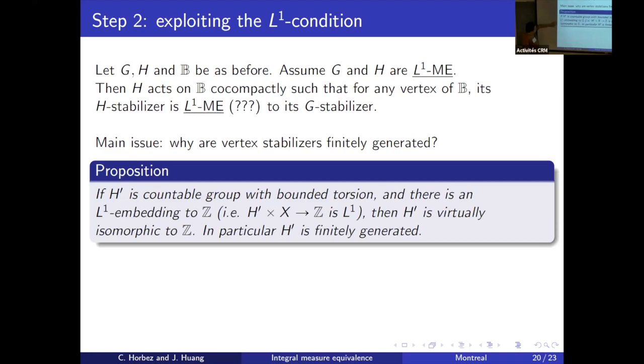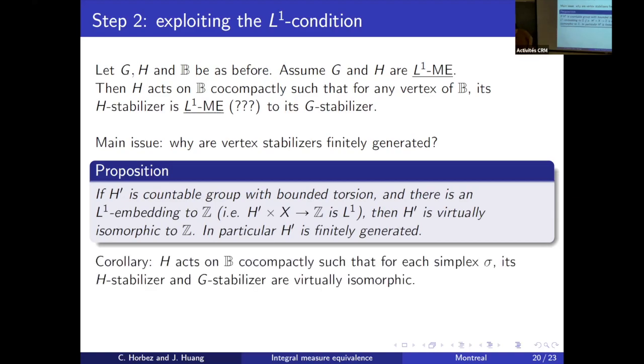And that's the thing which actually enables us to show that if I take some of this group, this vertex stabilizer is actually finitely generated. So this is actually the key lemma. We show that if I have an L1 embedding into some abelian group, let's say Z, and I just take some countable group, then the countable group has to be finitely generated, and actually it's virtually isomorphic to Z. Okay, so this is how we handle the finite generation of the vertex stabilizer.